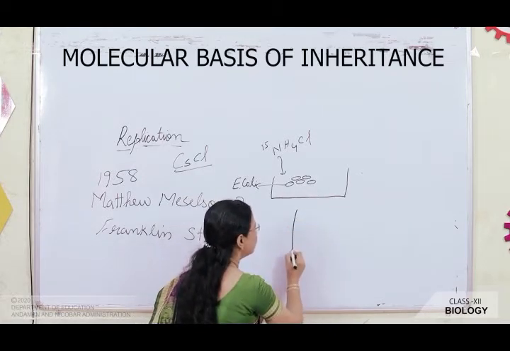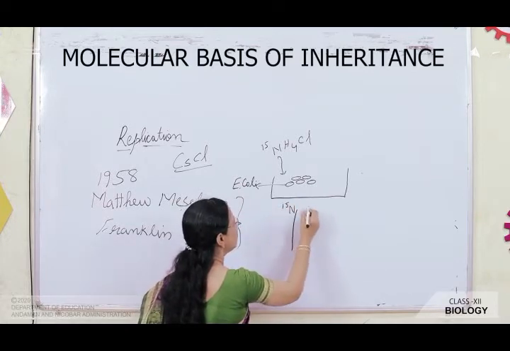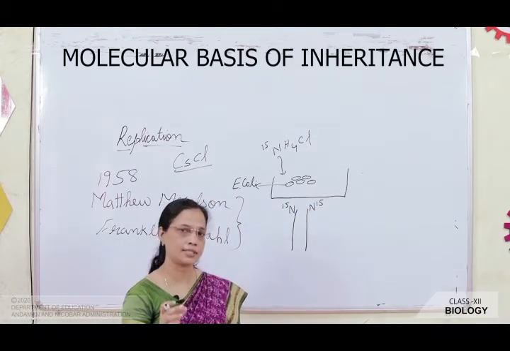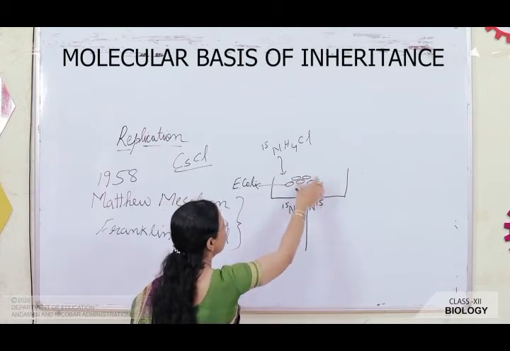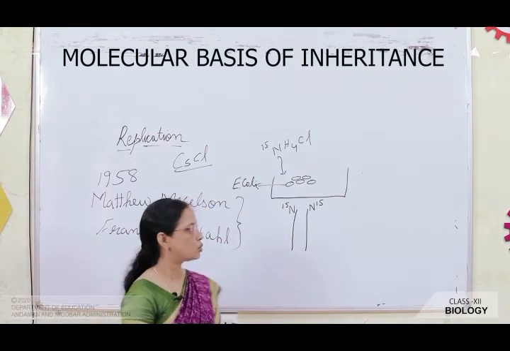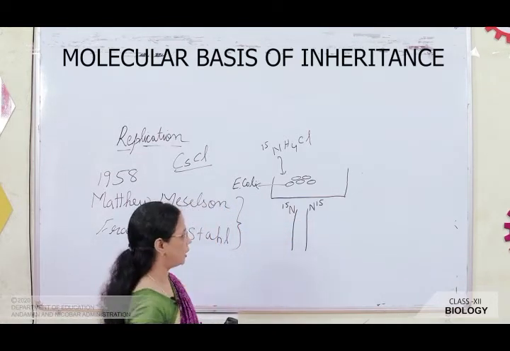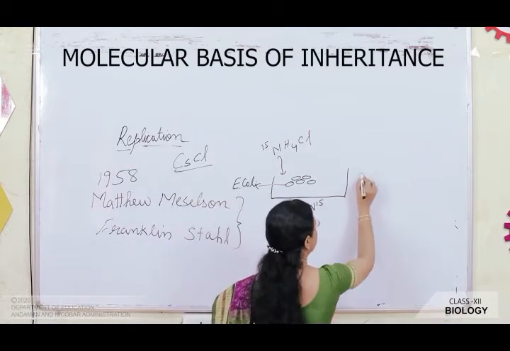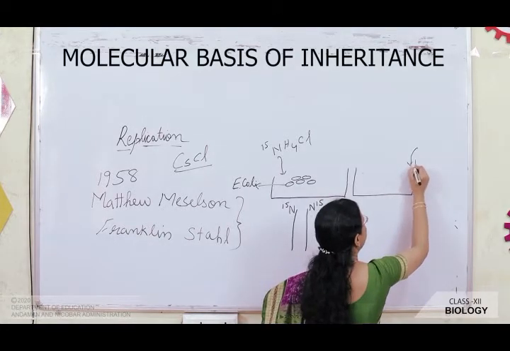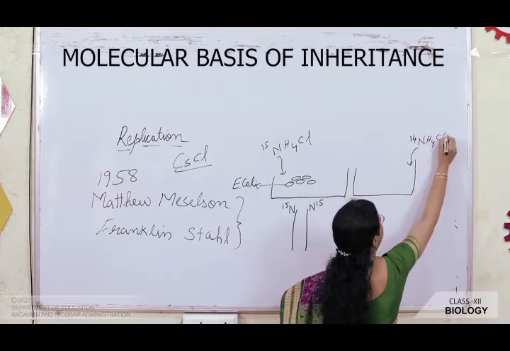Both the strands of the DNA get incorporated with N15. What is the reason? Because the nutrient medium has the heavy isotope of nitrogen, and nitrogen is present in the DNA, so the nitrogen bases get incorporated with N15. After that, another nutrient medium is taken. In this nutrient medium, they added normal nitrogen, that is N14, in the form of ammonium chloride.